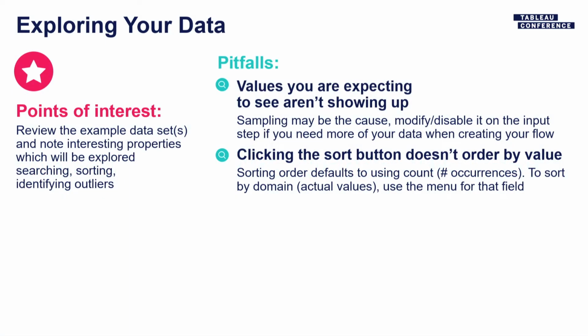All right, so we covered just searching, sorting, maybe identifying outliers. If you aren't seeing values that you expect to show up in your data, sampling may be the cause. Try turning it off and searching again. And sometimes the sort button doesn't do what you expect. Just know that there are different ways to sort in Prep Builder and know which way you're using.